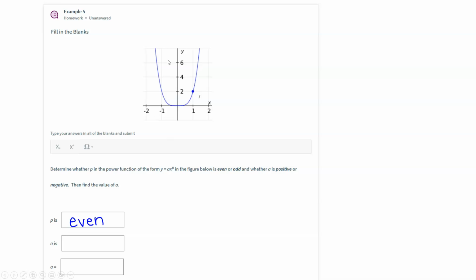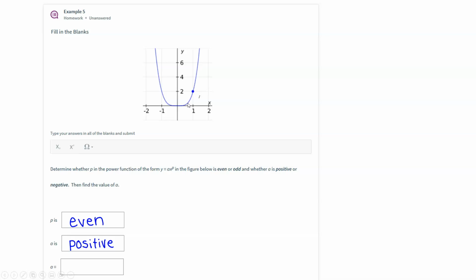Now, because you know it's an even power and the two ends are pointing up in the positive direction, that tells you that a is going to be positive. If you're unsure about that, when you calculate a value, one of the best values to choose is when x is 1, because that's going to help you figure out the value of a, whereas other situations may not do so well.